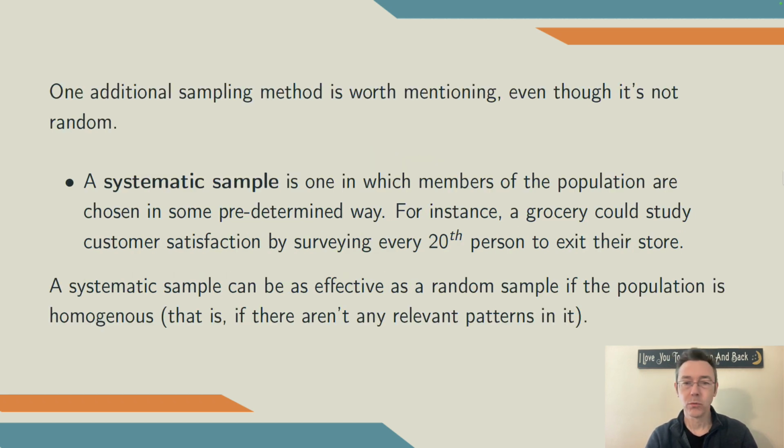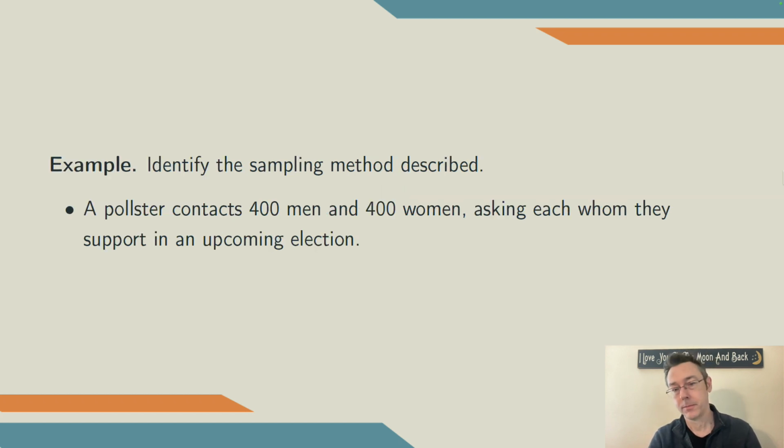One other sampling method that's worth mentioning, even though it's not random, is the systematic sample. In a systematic sample, members of the population are chosen in some predetermined way. For instance, you might stand outside a grocery store and ask every 20th person who exits about their experience in the store. That's not a random sample, but it ends up having the same sort of effect because the people coming out of the store don't have any particular pattern to them. There's no reason to think the 20th person will be any different than the 19th or the 21st.